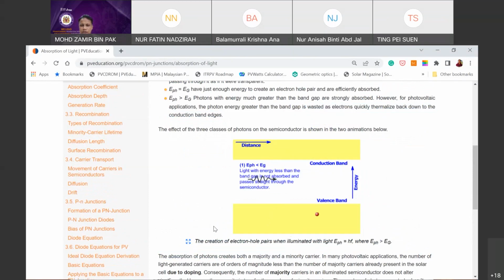EPH less than EG. So that's the incoming photon, so there's no absorption because the EPH is less than EG. Light with energy less than the band gap is not absorbed and passes straight through the semiconductor, as if it was transparent. So maknanya photon yang coming tu akan keluar kat belakang lah, transmitted, right?